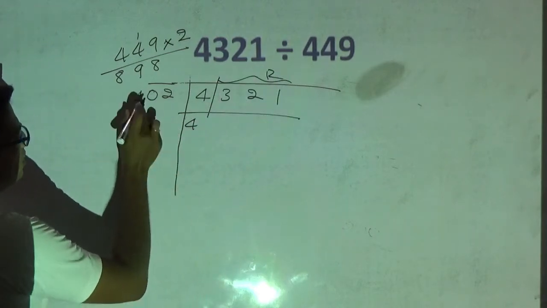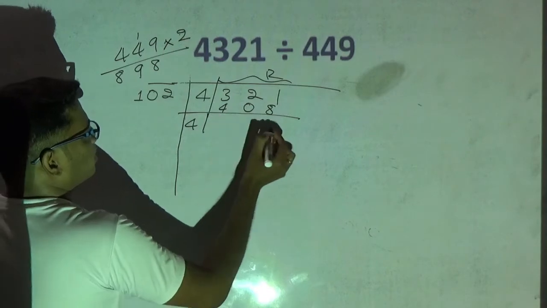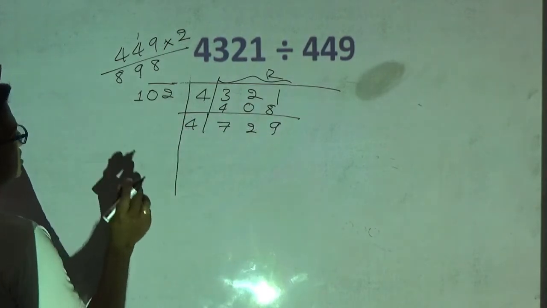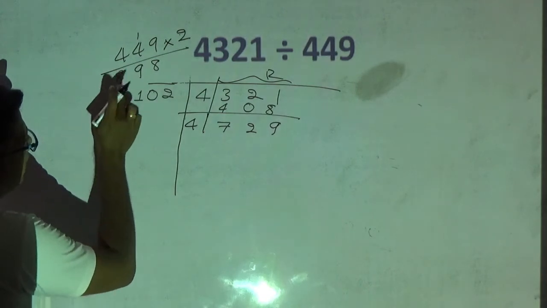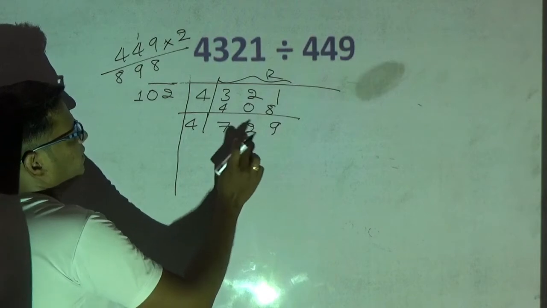Now, this you have to multiply. 4 2s is 8. This is 0. This is 4. You add them: 9 2 7. Now, from which number am I dividing now? 898. So, can you divide further? No, you cannot divide 729 further.